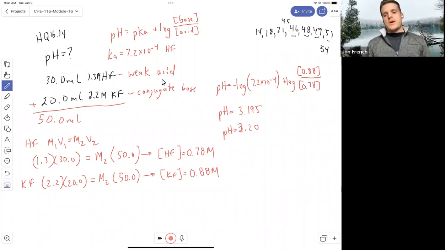Right, so we knew it was a buffer question. We knew it was Henderson-Hasselbalch because we had a weak acid present and its conjugate base. Before we could find the pH, we also had to find our new concentration because we mixed together 30 milliliters of the acid and 20 milliliters of the conjugate base, and then we can use the Henderson-Hasselbalch equation to find the pH after that.